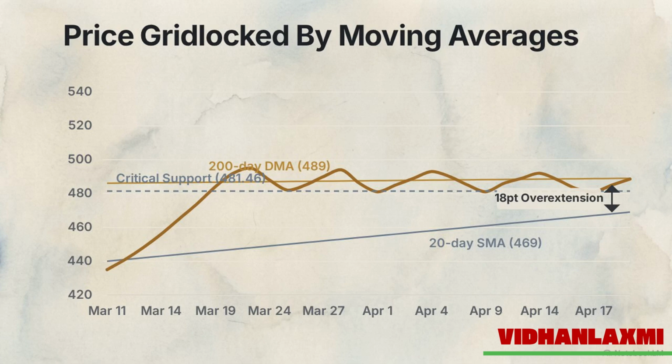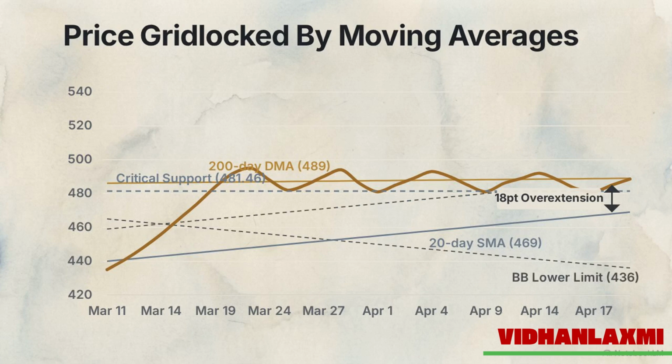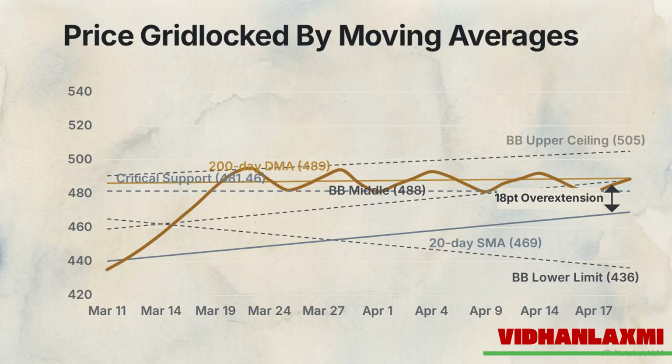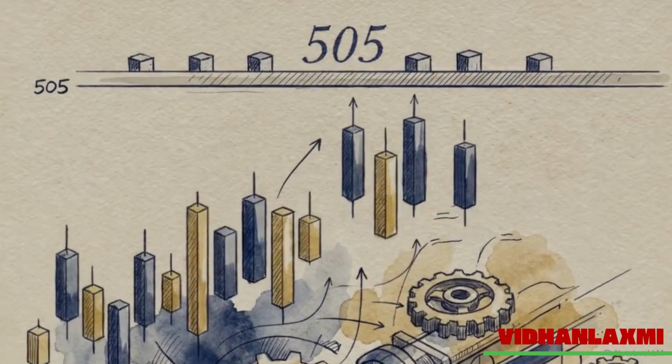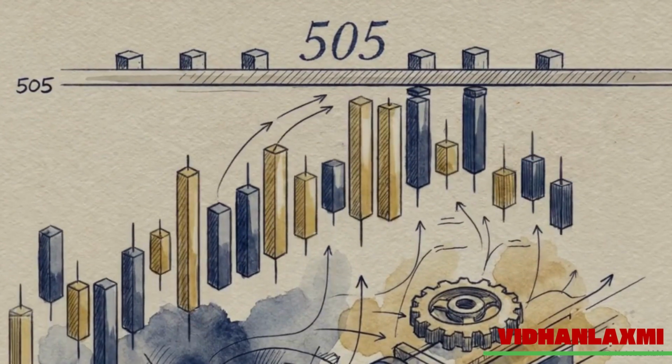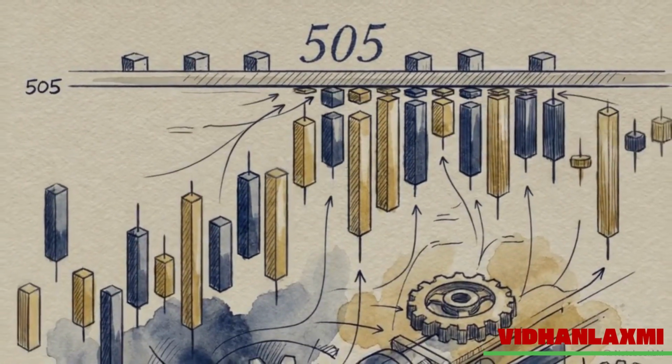Buyers push too fast. We overlay volatility mapping. Bollinger Bands reveal a lower limit at 436, a middle band at 488, and a hard upper ceiling at 505. The immediate price candles are heavily pressing against that upper 505 band, physically restricting any further upward movement.